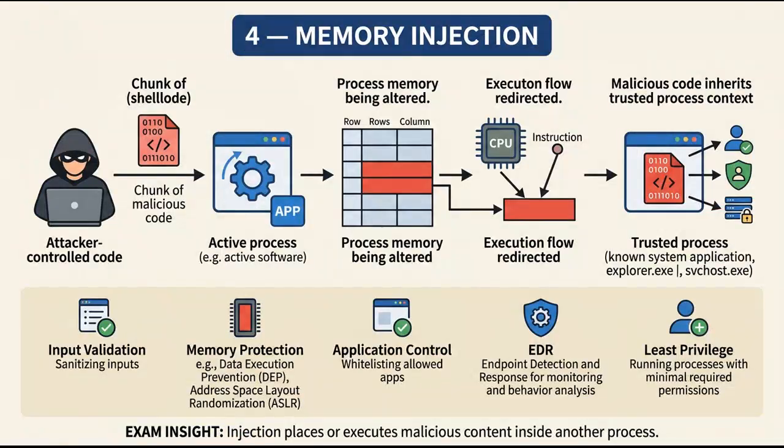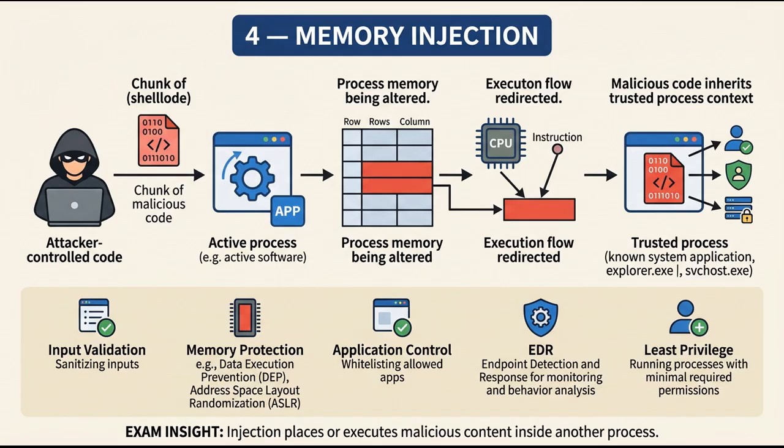Memory injection places or executes malicious content inside the memory space of another running process. An attacker may allocate memory, write code or instructions into a trusted process, and redirect execution. Running inside a legitimate process can inherit its access and make malicious activity harder to distinguish from normal behavior. Memory injection is a broad concept and can appear after an attacker has gained some ability to execute code.